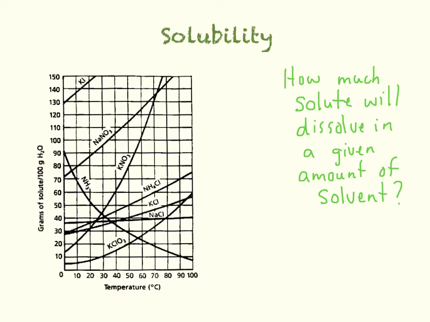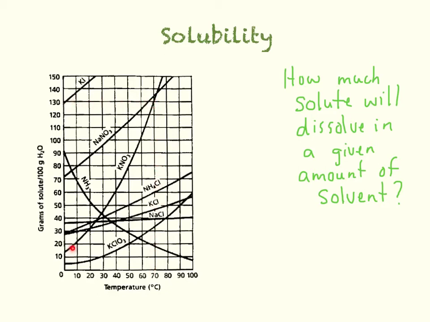If you look at these, we'll just pick one out, we'll pick on potassium nitrate right here. At 0 degrees Celsius, you can dissolve about 15 grams of that in 100 grams of water. But you can see as the temperature increases, and we pick 60 degrees Celsius, we're all the way up to 100 grams of potassium nitrate dissolving. If we go up just 10 more degrees, that takes us to 130 grams.